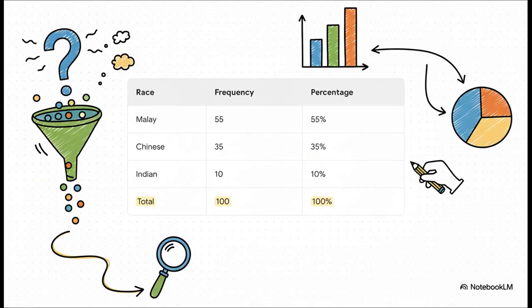And here's what that looks like in the real world. This table, taken from our source material, shows the distribution of respondents by race. And just like that, what was 100 separate answers is now perfectly organized. You can see instantly that 55 people, or 55%, were Malay. All that chaos from the individual surveys is now clean, orderly information.